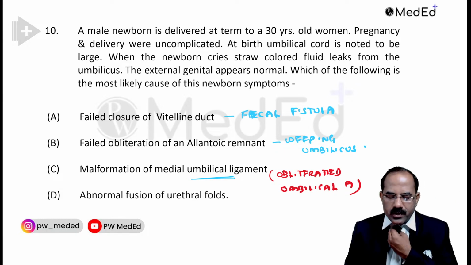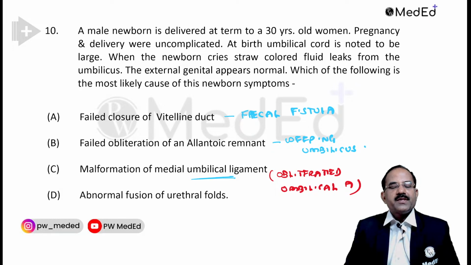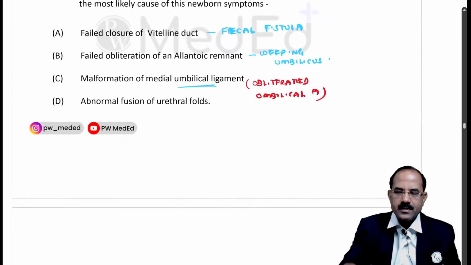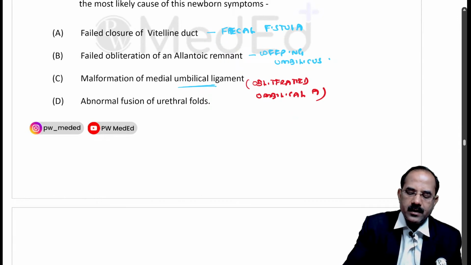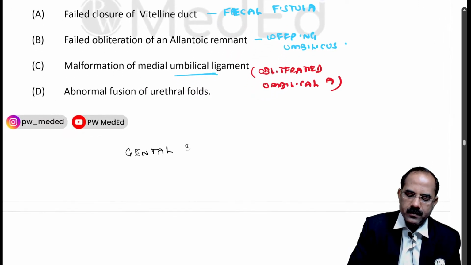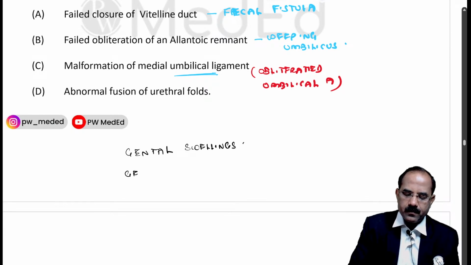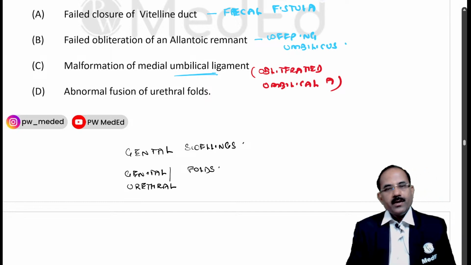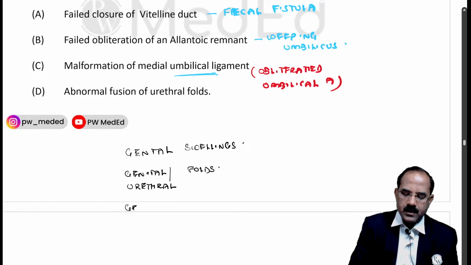Okay, coming to the last option, abnormal fusion of urethral folds. I'll just tell you this. Look, what do the genital swellings form? Genital swellings, genital folds, which are also known as urethral folds, and the last one is the genital tubercle.